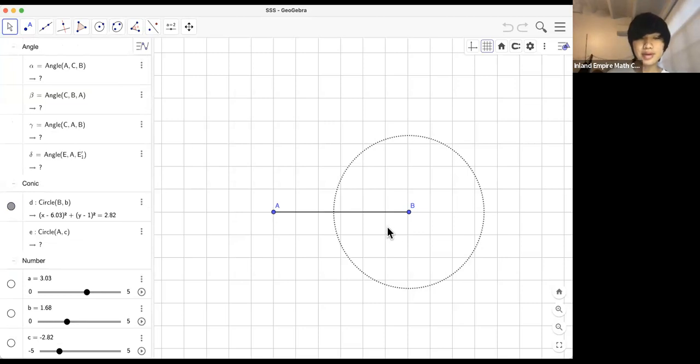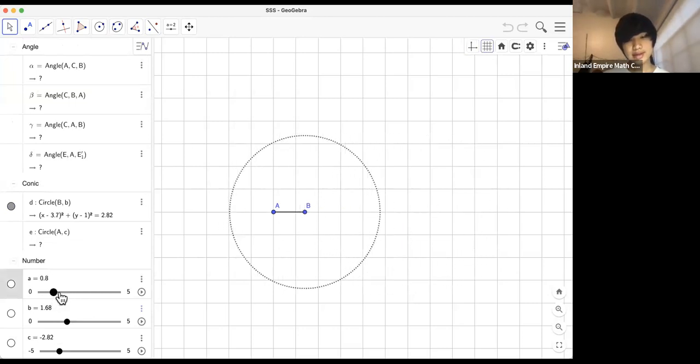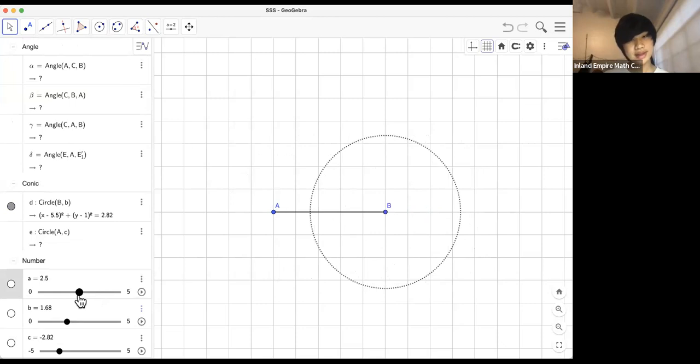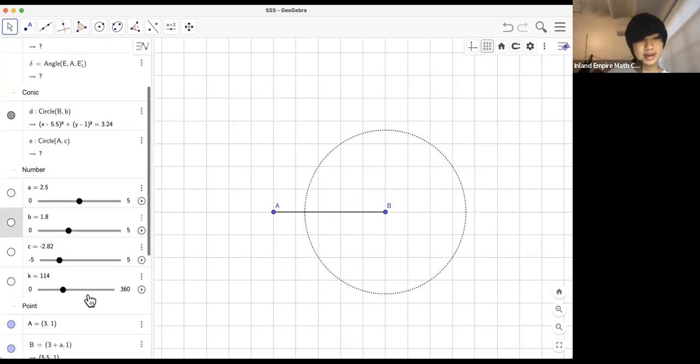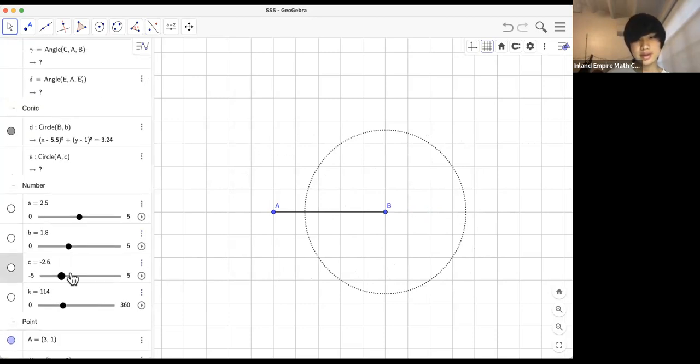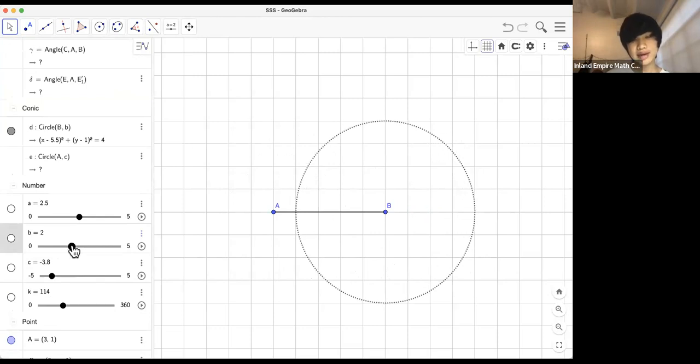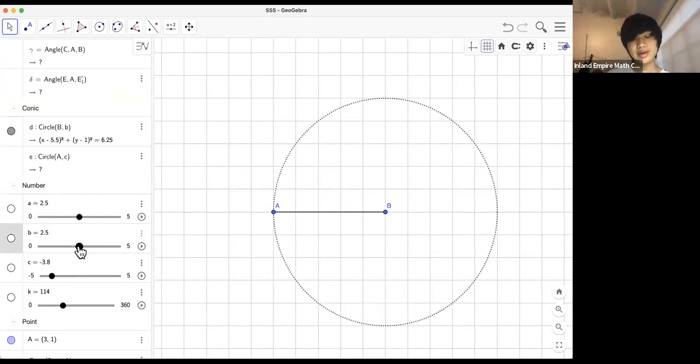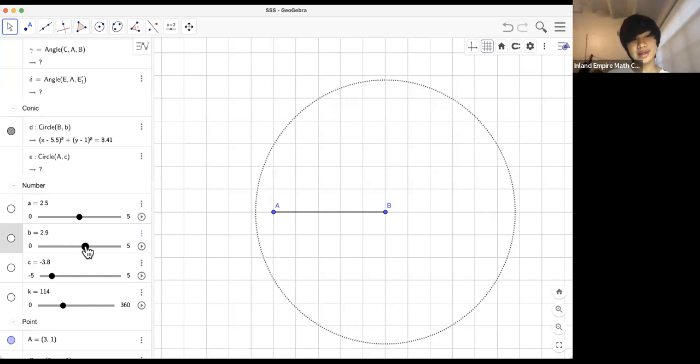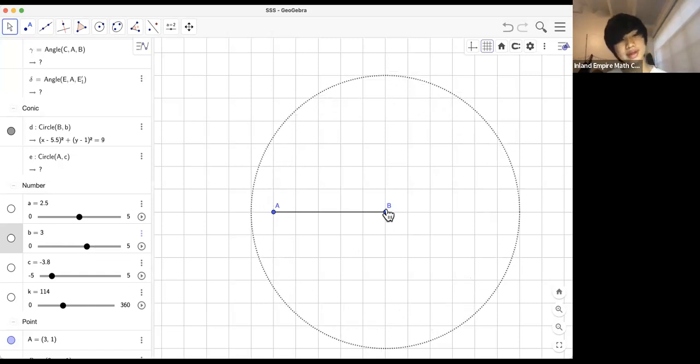So what we have here is simply a circle. We know the length of AB, so AB is a given length. Let's say that we want to construct a triangle with two given lengths. Let AB be 2.5, and let's say we want to have another length be another 2.5. Actually, let's do 3. Let's say we have another one that is 3.